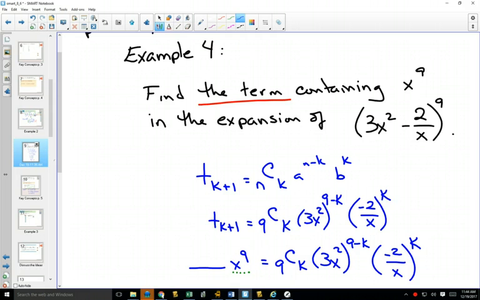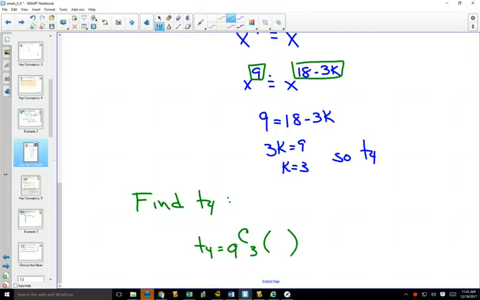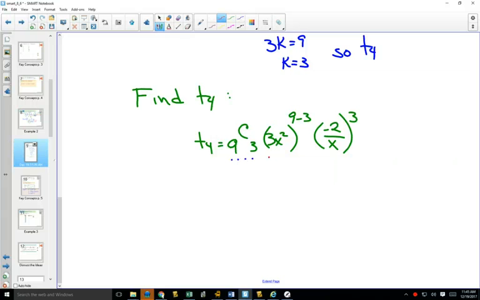And now that we know it's term 4, we have to go back and ask, what exactly is term 4? We can find the number that would be in front of it. So term 4 is going to equal 9 choose 3, our first value 3x squared to the 9 minus 3, and our second value negative 2 over x to the 3. Again, we solve each of these things separately to begin with.